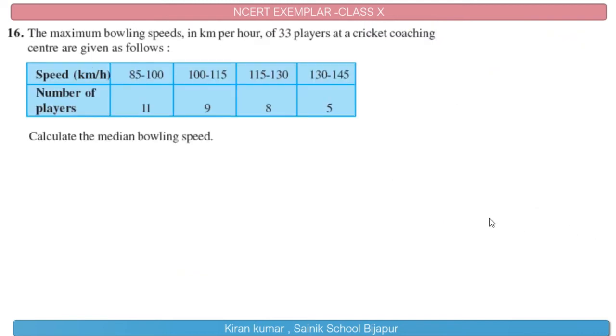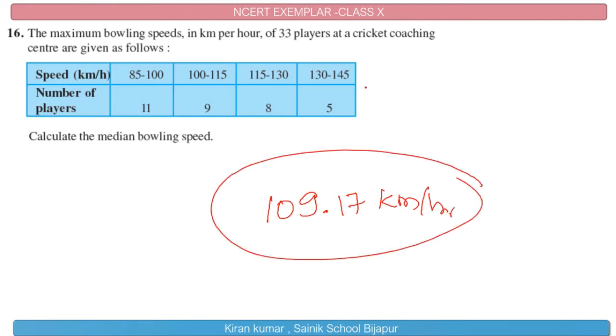Question number 16 is similar to the previous type of question. We have to find the cumulative frequency, and then we have to use a formula. Here I'll be giving you the direct answer. You may cross check after solving. The median is 109.17 kilometers per hour. So try this out. Use the formula: median is lower limit plus n by 2 minus the cumulative frequency, into the class size, divided by the frequency.